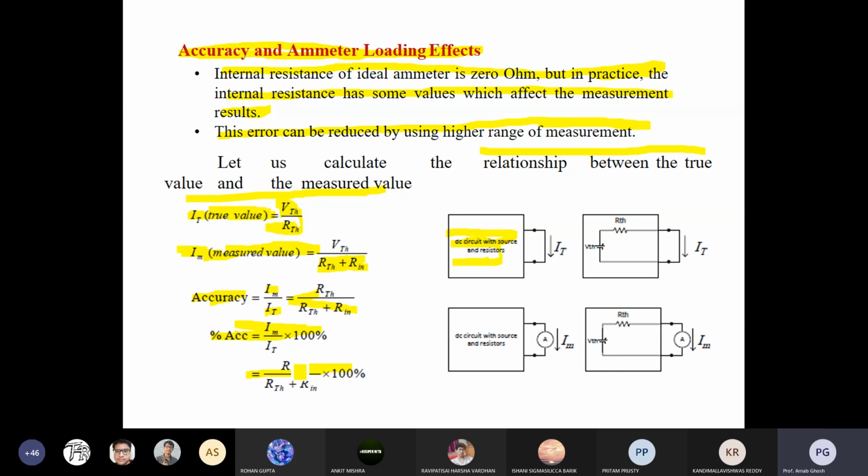Finally we get RTH by RTH plus Rin into 100%. It comes in such a way. It is a simple calculation question. So now you can do some numerical problems.